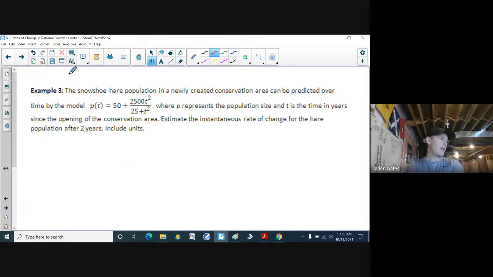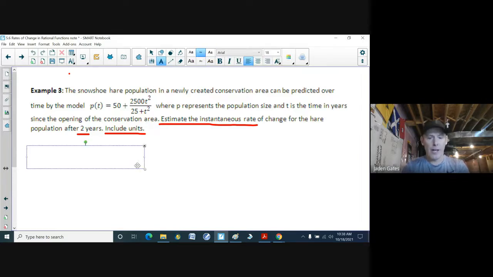Example 3. The snowshoe hare population in a newly created conservation area can be predicted over time by that equation right there, where P represents the population size and T is the time in years since the opening of the conservation area. Estimate the instantaneous rate of change after 2 years. Include the units because we actually have a real life thing going on here. All right, so again, we're going to find the instantaneous rate of change at x equals 2 years.